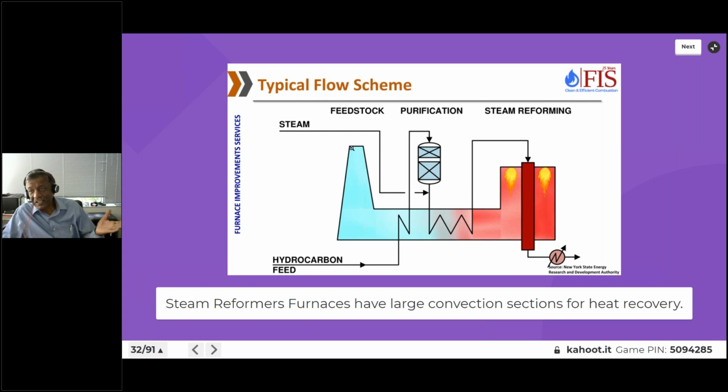It appears that in future, we may not be able to even vent it to the stack. We may be recovering CO2 from these flue gases and then sending only the rest of the stuff, oxygen, nitrogen, and water vapors, into the stack. And the CO2 will be sent to the pipeline. So that is the future of flue gases as I see in the next 15, 20 years.